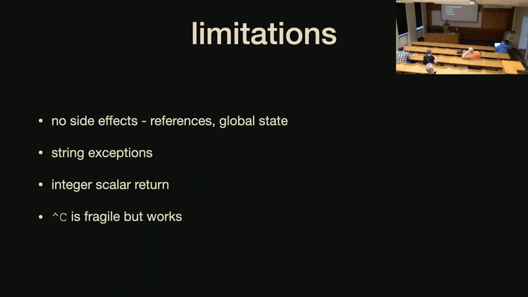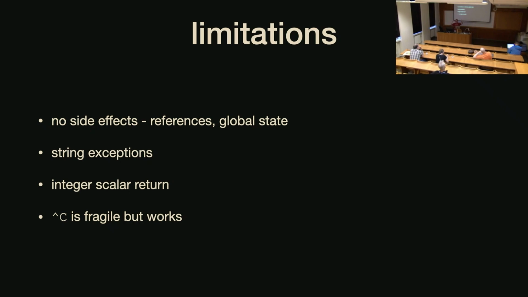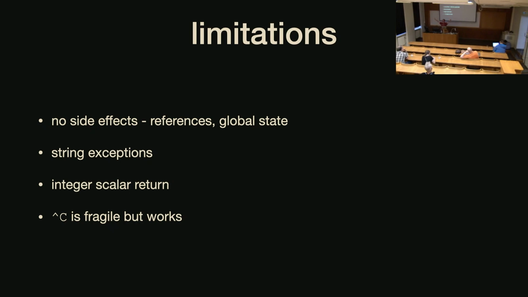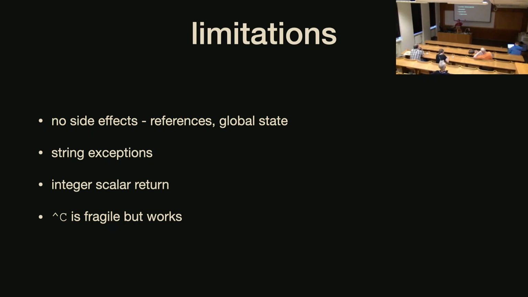You cannot have side effects. You are a forked child. Anything in your memory is independent of the parent. If you pass in a reference and then change the contents of the reference, your parent won't see it. Sorry, we can't do that. If you change any global state, well, that's two copies of global state and this one gets thrown away. Sorry, we can't do that.